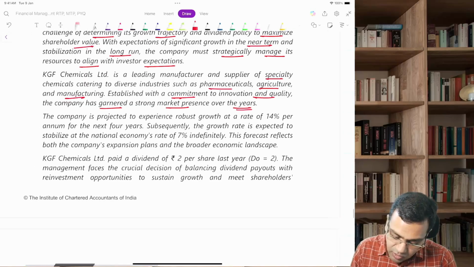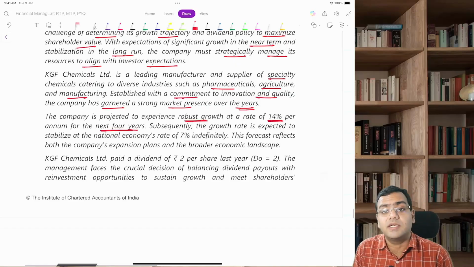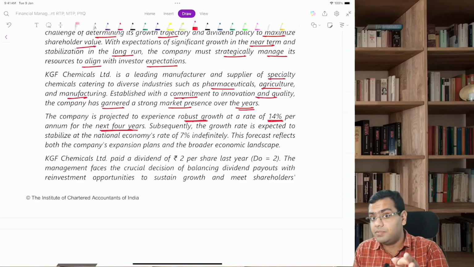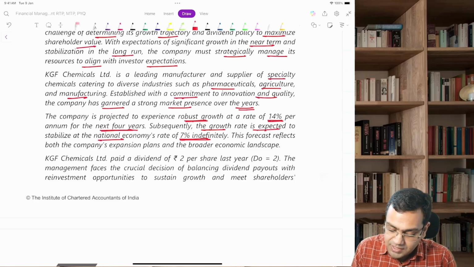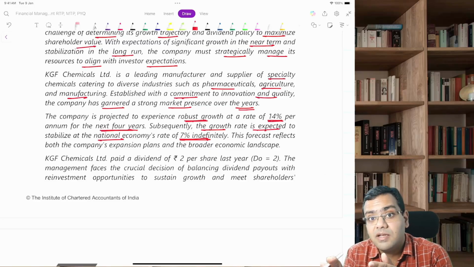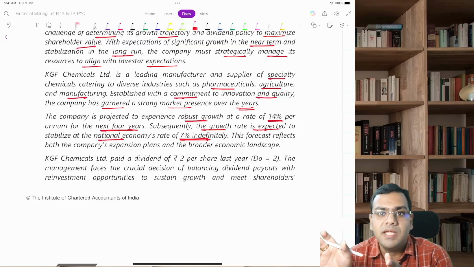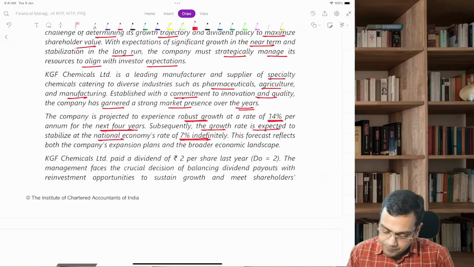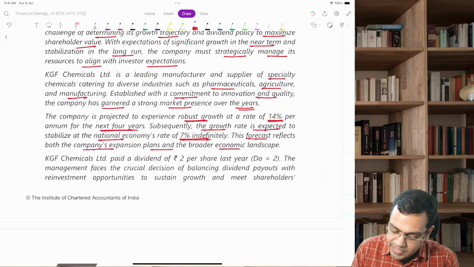The company is projected to experience a robust growth rate of 14% per annum for the next 4 years. So for 4 years, every year they are expecting that their growth rate will be 14%. Now this is relevant information for us. Subsequently, the growth rate is expected to stabilize at the national economy's rate of 7% indefinitely. For the first 4 years, the growth rate will be 14% every year, and after that the rate will stabilize at 7% for an indefinite period. There is no specific period given. This forecast reflects both the company's expansion plans and the broader economic landscape.